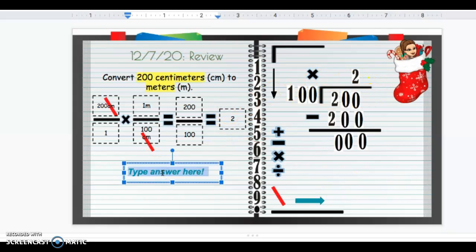So how do you convert 200 centimeters to meters? You have 2 meters. You can say m, or you can even say 2 meters.